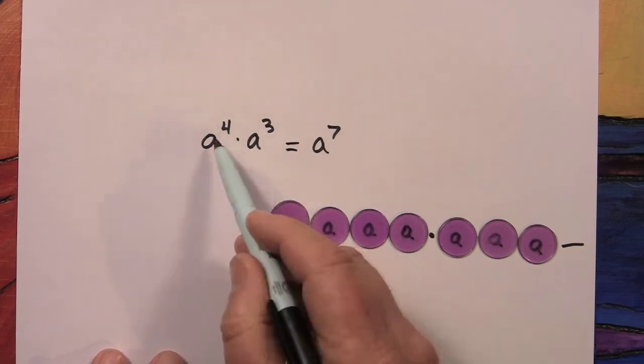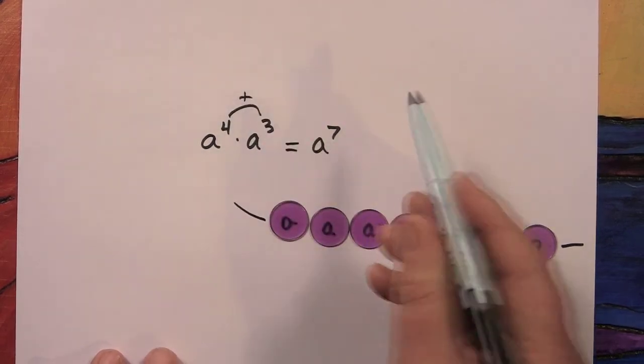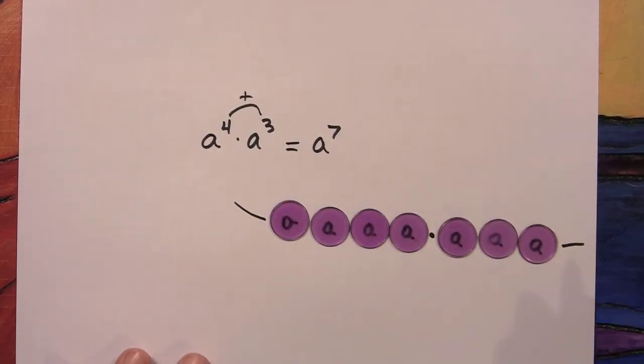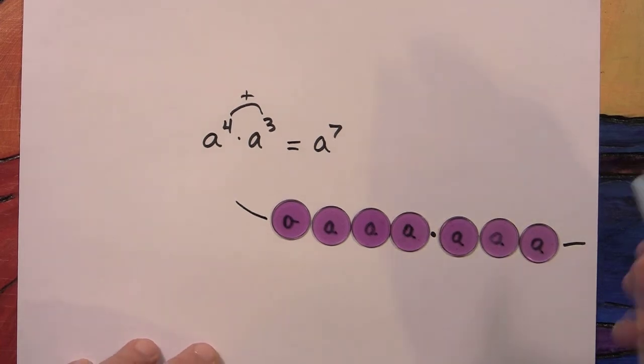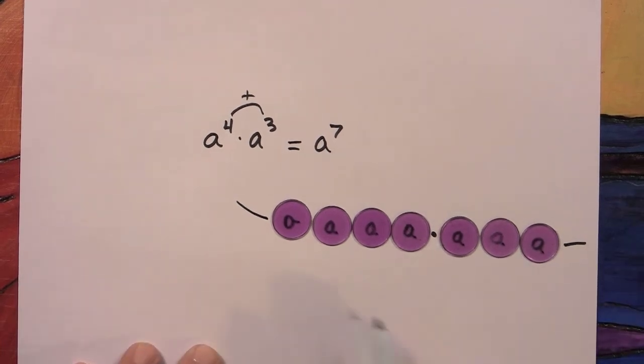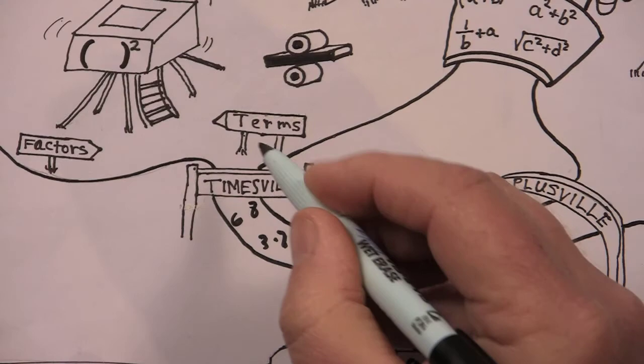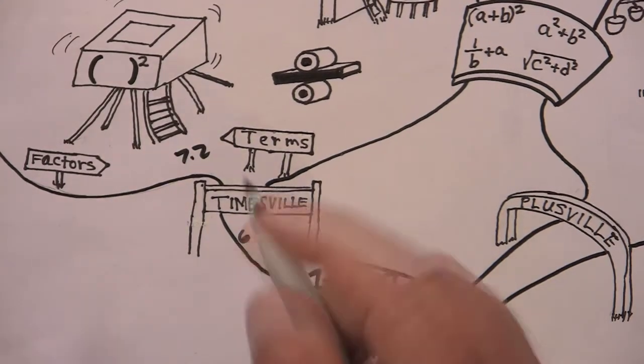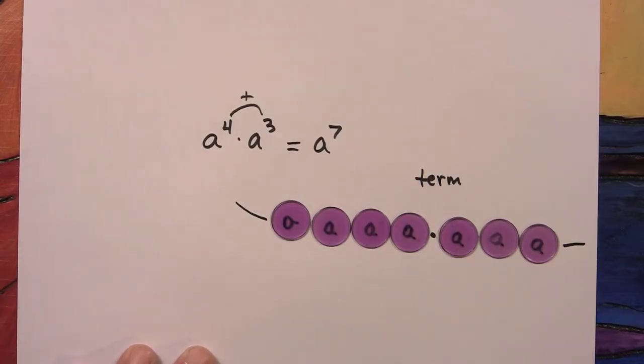And we notice that these factor counters just add up, and we write a to the 7th. That's a pretty straightforward way of counting factors. This whole string of factors is called a term. Remember, we're in Timesville. Strings of things are called terms.